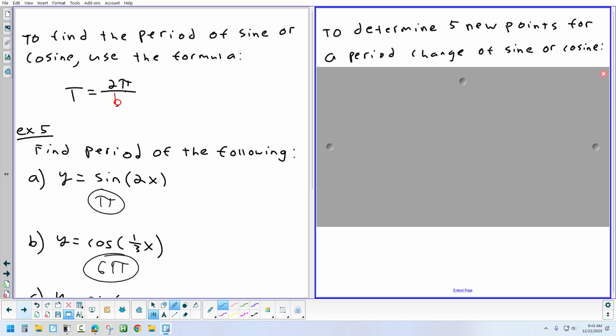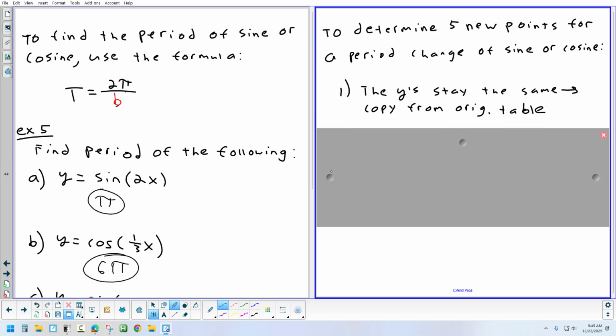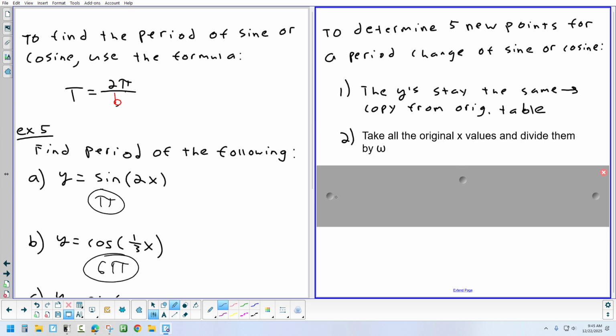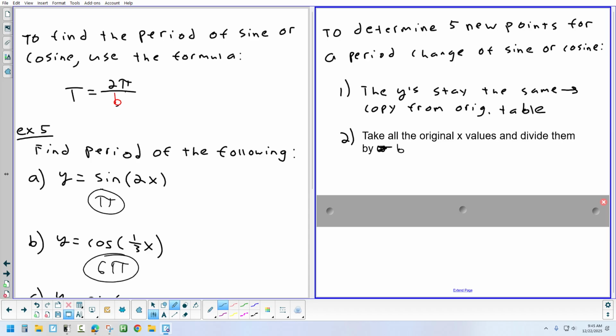Which column does not change when we stretch left and right? Yeah, the y column. So the y column is going to stay exactly the same. If the y column stays the same, then the x column is going to change. We're going to find the x's the exact same way we found the period. Just divide the values by b. Divide them all by b.